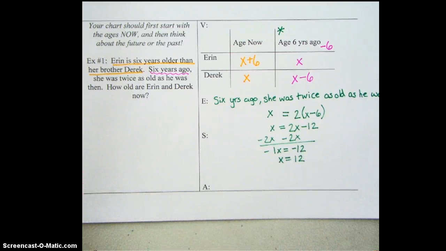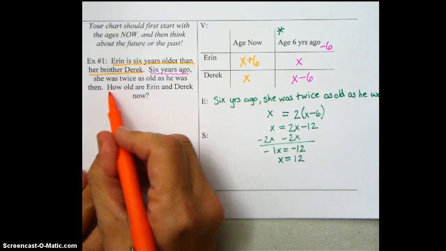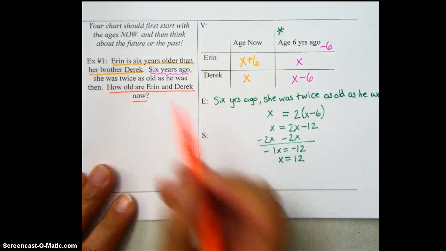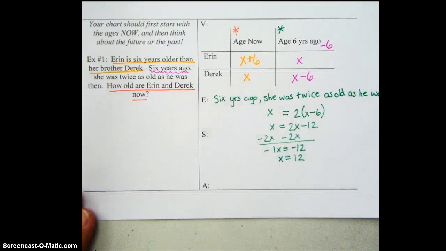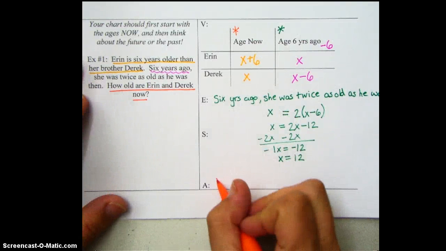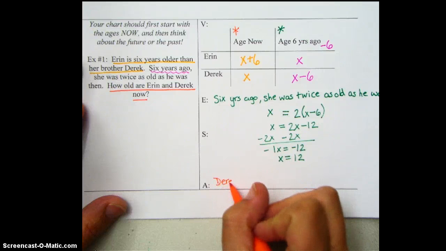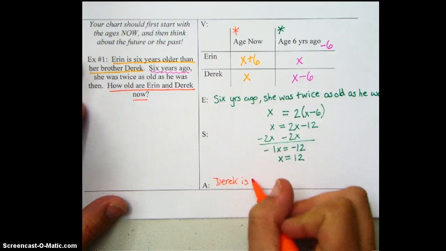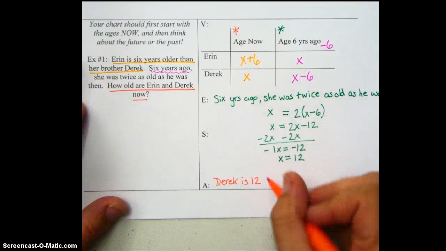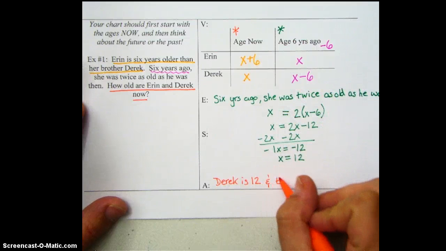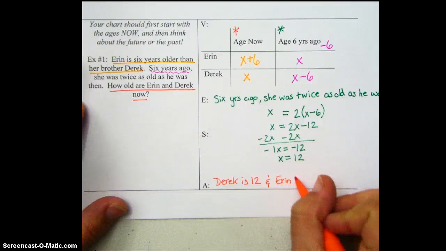Now we want to go through and look at what the question's actually asking for. And that I'm going to go ahead and underline in orange. How old are Erin and Derek now? So to answer our question, we're going to be plugging in to that column. So in that column, we have Derek is 12. And if we plug 12 back into Erin's age, 12 plus 6 gives us 18. So Erin is 18.